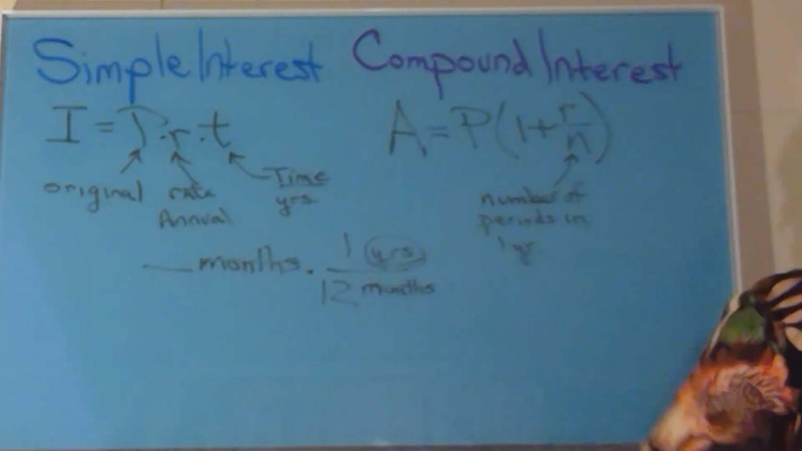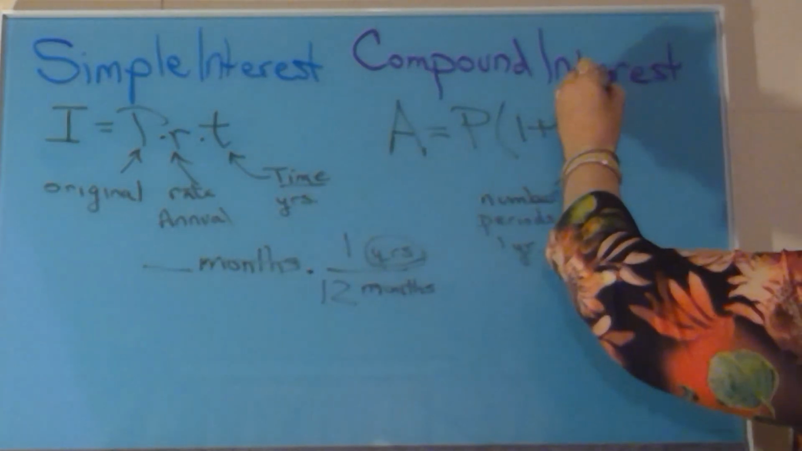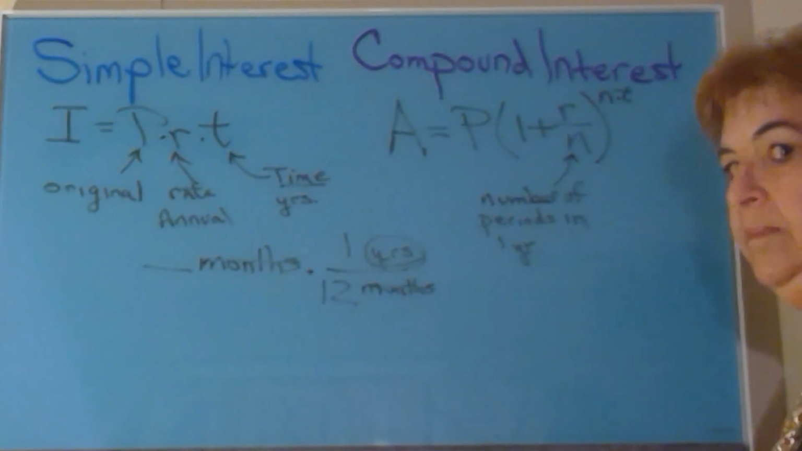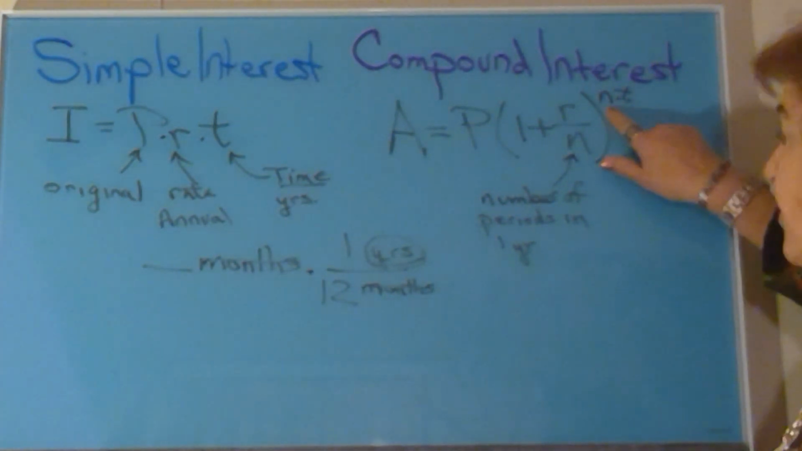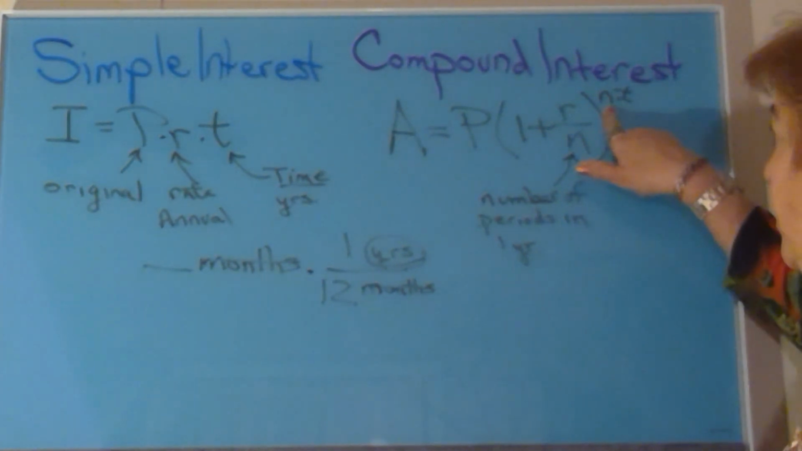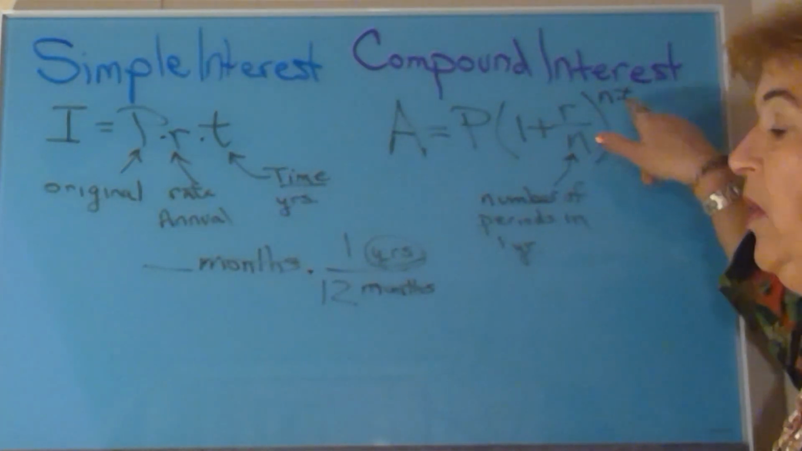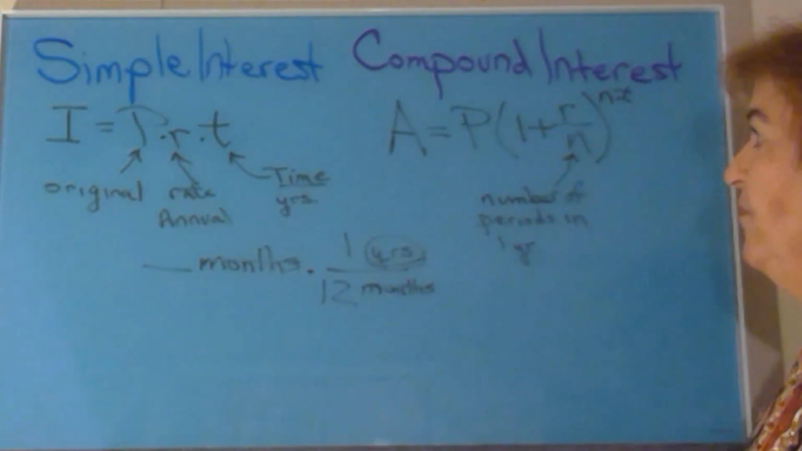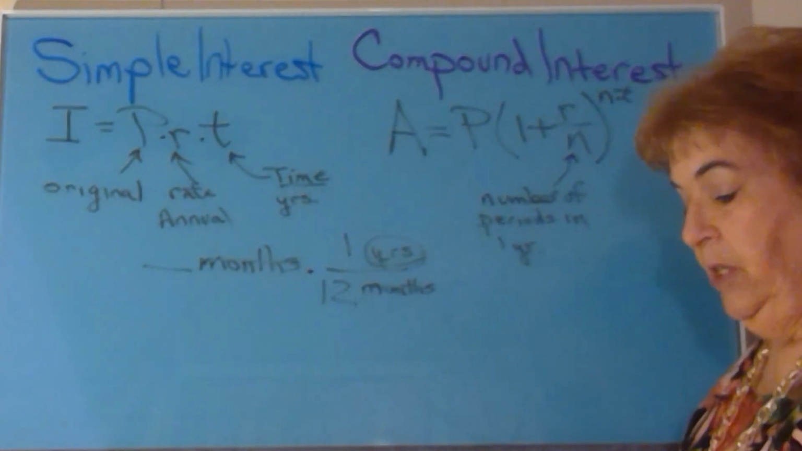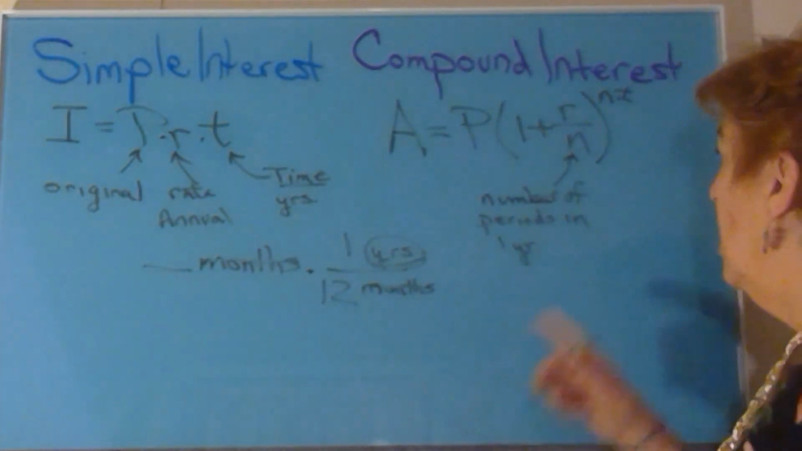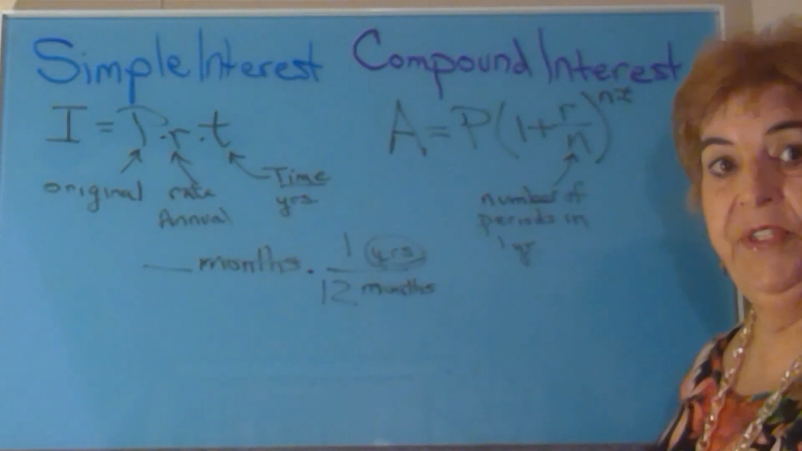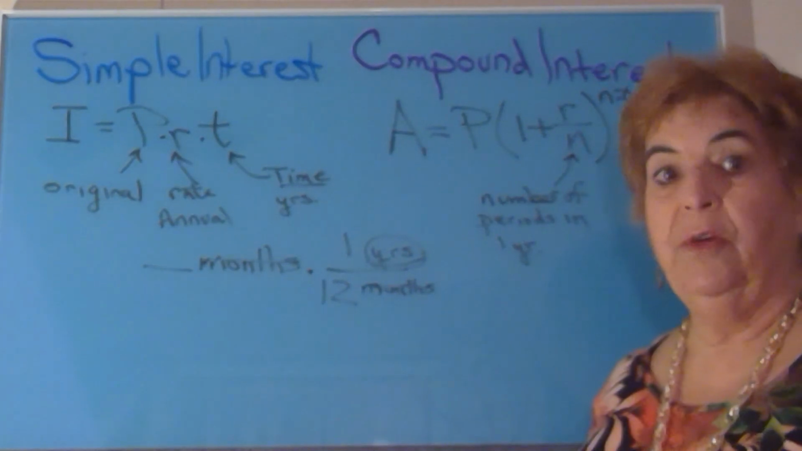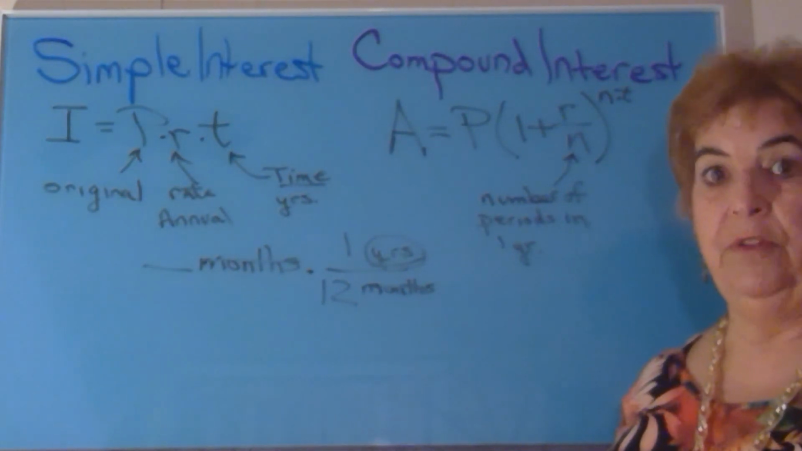And then that is raised to the power of n times t. Now again, the N is the number of interest periods in a year, and T is the number of years. So those are going to both be yearly. We do have to still make sure that our interest rate and our T are the same. And usually that means if T is given in anything other than years, you need to change it to years first.